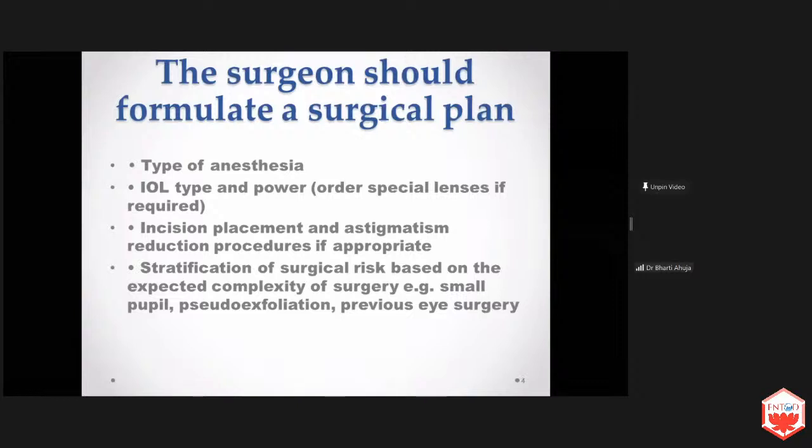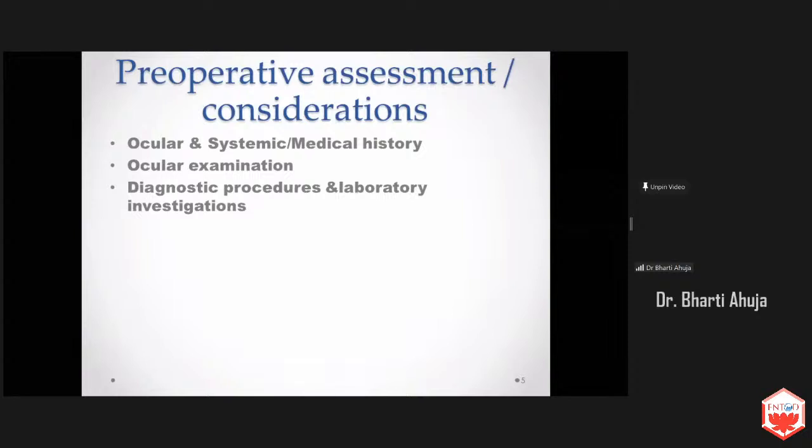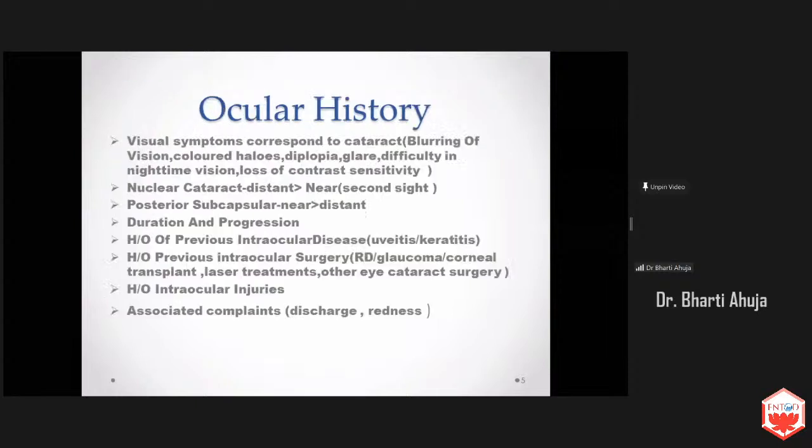The surgeon should formulate a surgical plan before proceeding for cataract surgery. He should formulate a plan including the type of anesthesia, what kind of IOL and what power is going to be implanted, the size of the incision, and astigmatism reduction procedures if at all required. The surgical risk needs to be stratified based on the expected complexity of the surgery, for example in cases of small pupil, pseudoexfoliation, previous eye surgeries. The preoperative assessment consists of ocular and systemic history, ocular examination, diagnostic procedures and laboratory investigations.